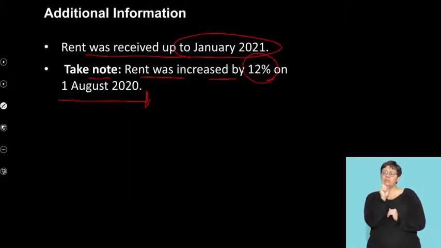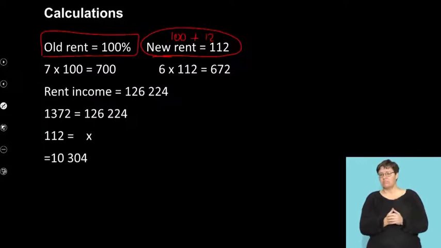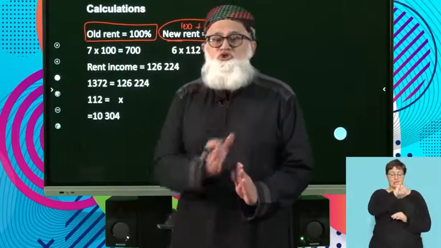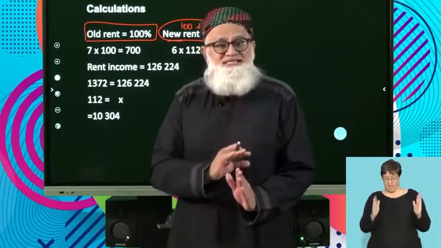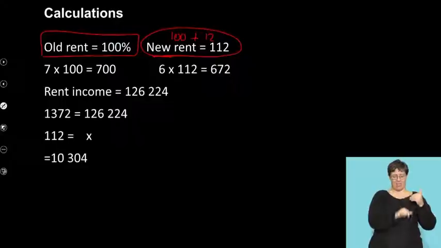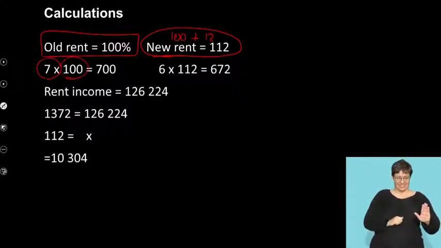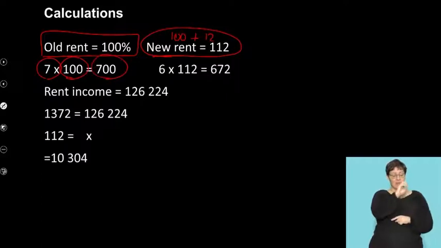Let's just check this out. The rent was received up to January. The rent was increased in August. So obviously, it means that from January to July, which is 7 months, your rental, therefore the 7 times the 100%, which was the old rental, to give me a figure of 700, right? That's the old rental.